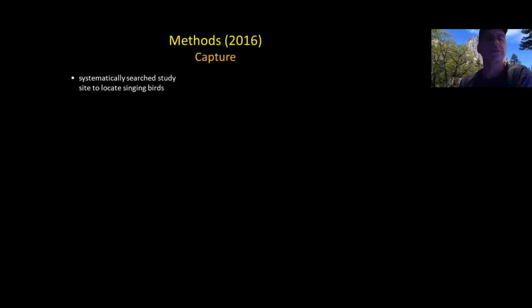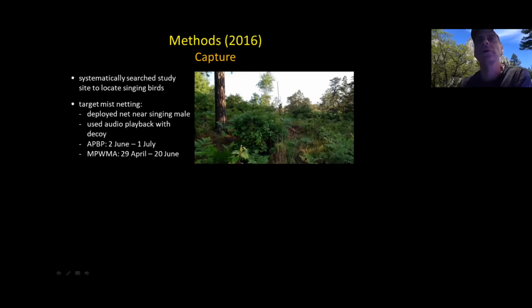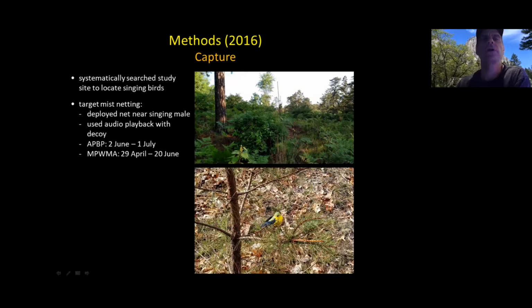In 2016, we systematically worked across the study sites to locate singing males. When we found one, we would set up a net in a suitable location near the bird. Here you can see the poles supporting the mist net. We would set that net up in a suitable location, and then we'd lure the bird into the net using audio playback of another singing male and a decoy.